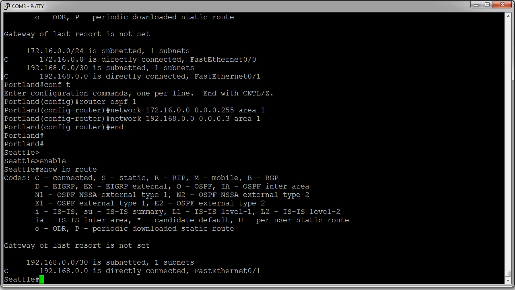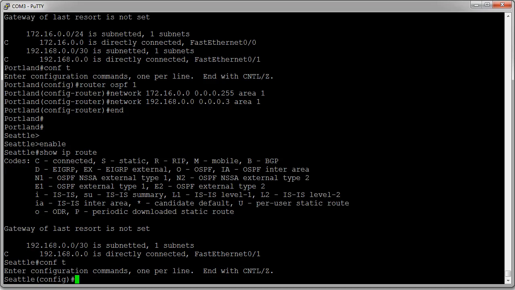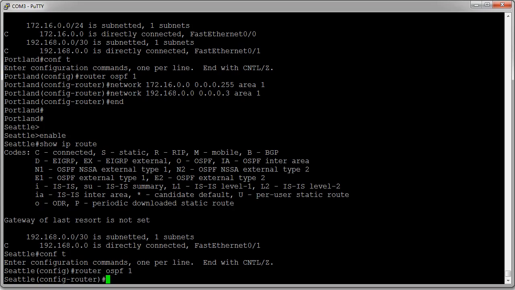I am directly connected to one network, and I'm going to add that network to my OSPF configuration. So I do conf t for configuration terminal. And then from here, I do router OSPF, and I give it a process number. It doesn't matter what the process number is. It's just what you use when you want to go back in and make some changes later.